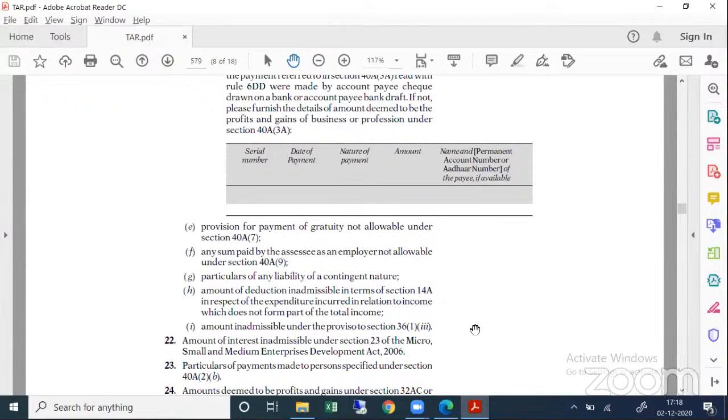Now, moving on, clause 22, which talks about interest inadmissible under section 23 of the MSME Act. As per the MSME Act, there is a provision under section 22 of the MSME Act itself, which requires that if a buyer has unpaid creditors which are MSME and which are unpaid for more than 45 days, interest is leviable, and such interest cannot be claimed as a deduction under the Income Tax Act. So the first thing to keep in mind is, if no interest has been debited in the P&L account, no disallowance would be done, because if there is no expense, there is no disallowance. That is the first thing to be kept in mind.